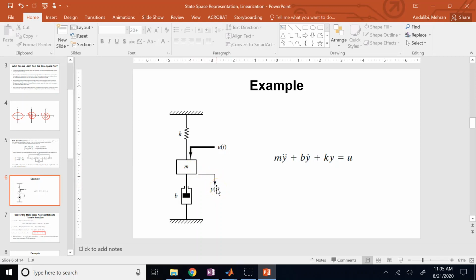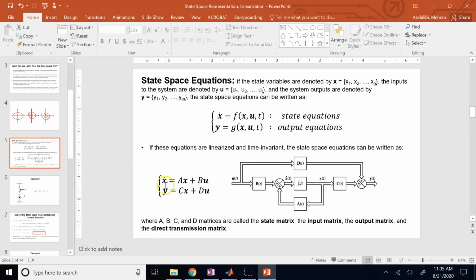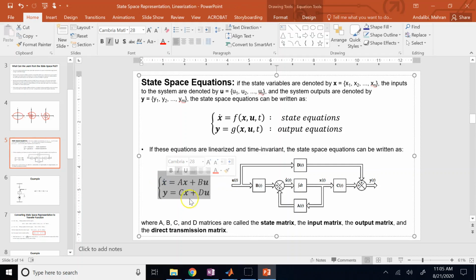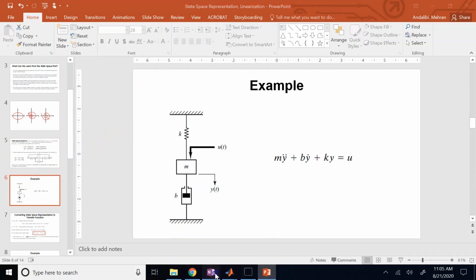Now we want to find the state space representation of the system. The governing equation is time invariant and linear, so my goal is to first come up with some state variables and then write my equations of state and output in this matrix format. That's the part where you need to know linear algebra. It's not really advanced linear algebra, but you need to know the very basics of matrices. So we'll do that, and then I'll show you how I can write it if the equations were nonlinear. Okay, so let's get started on that.